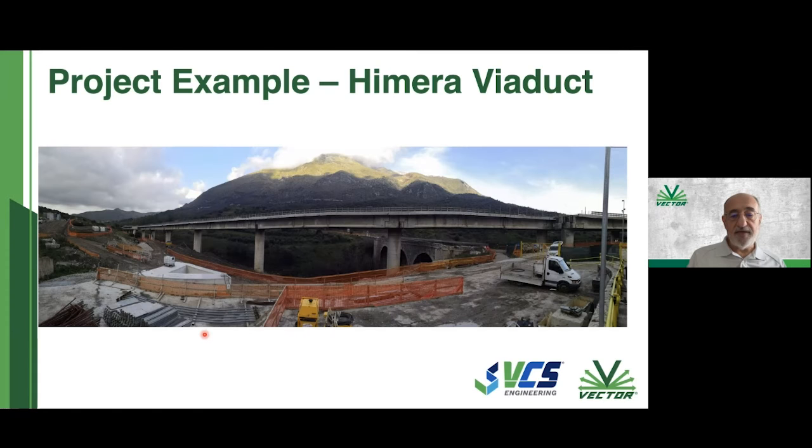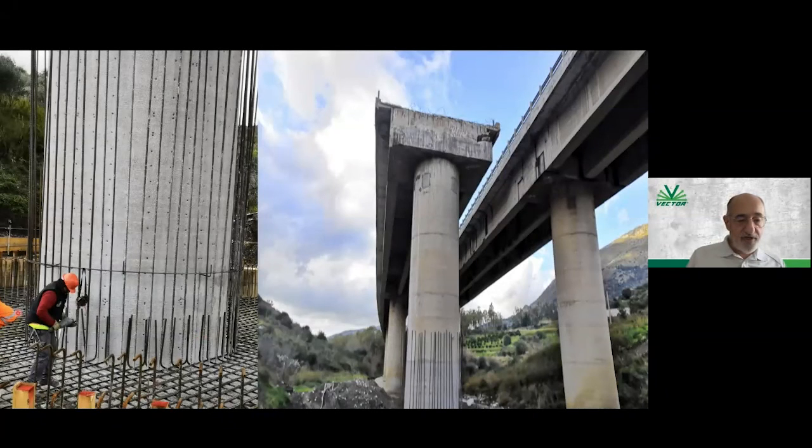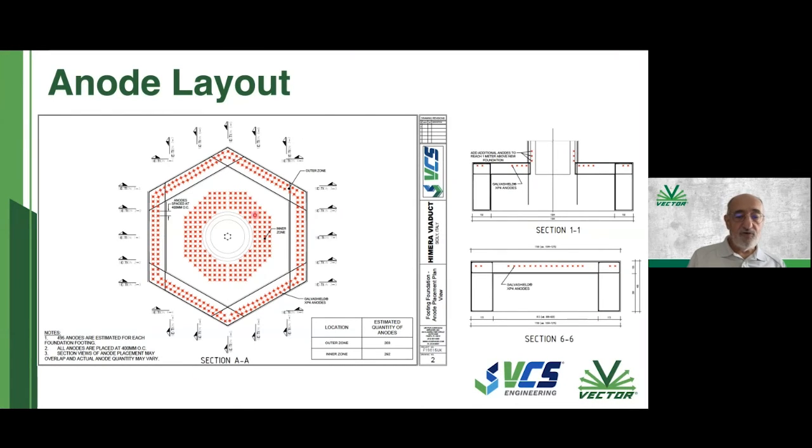And the next example shows that really, in Himera Viaduct in Sicily. They now concentrated on the base, on the cap, and where it meets the column, and you can see from that all the anodes that they've designed to go around the base of the column and around the base of the cap.